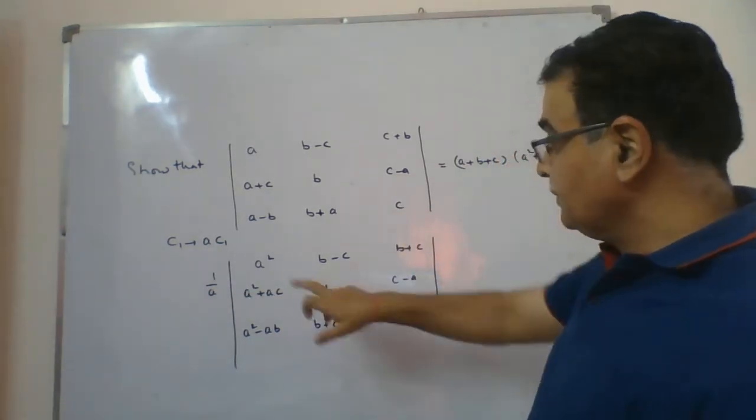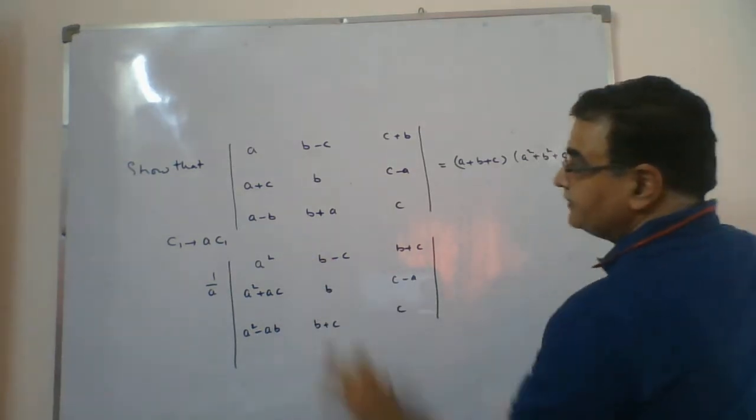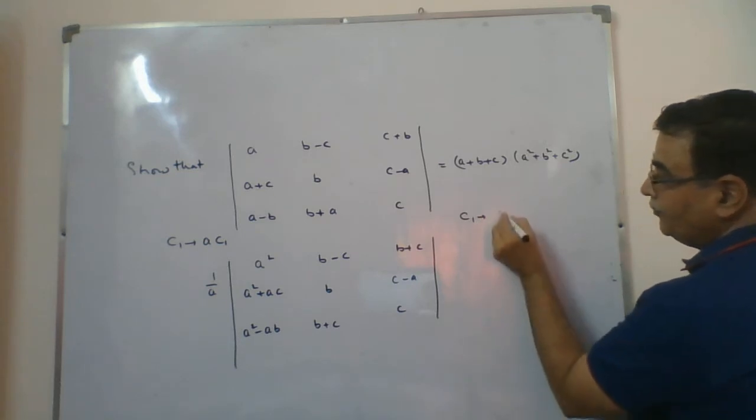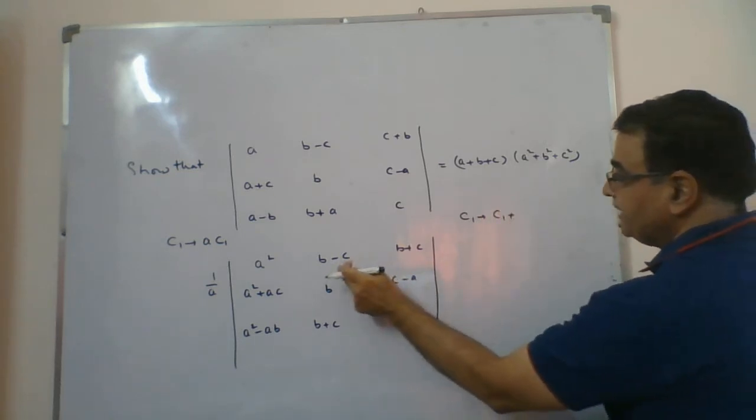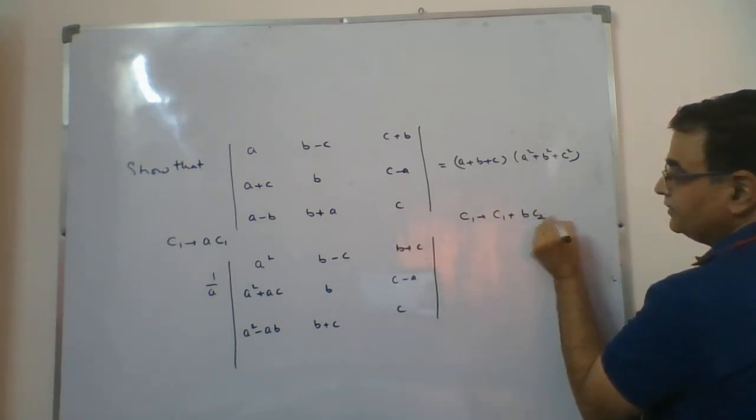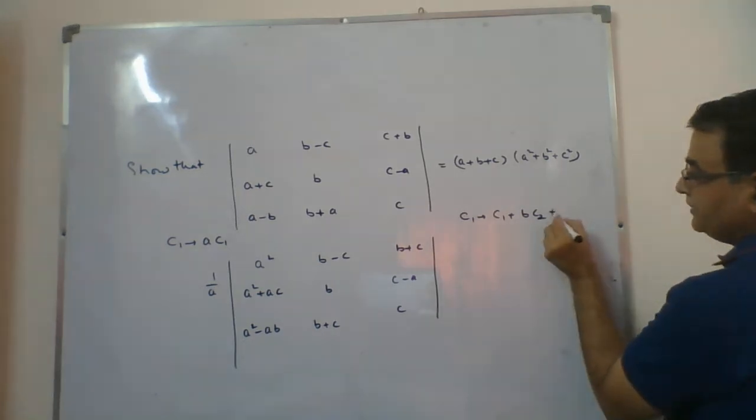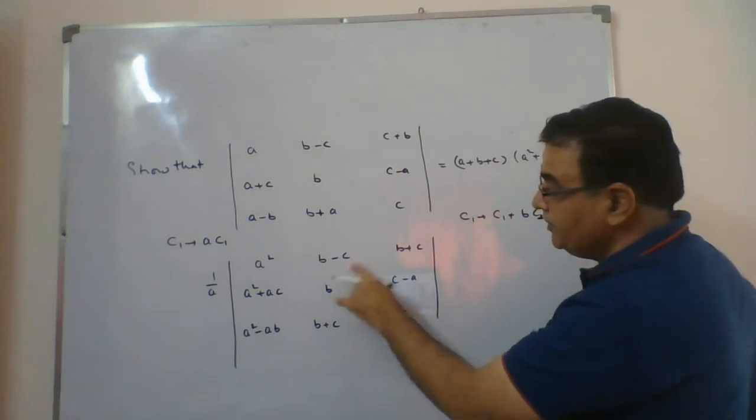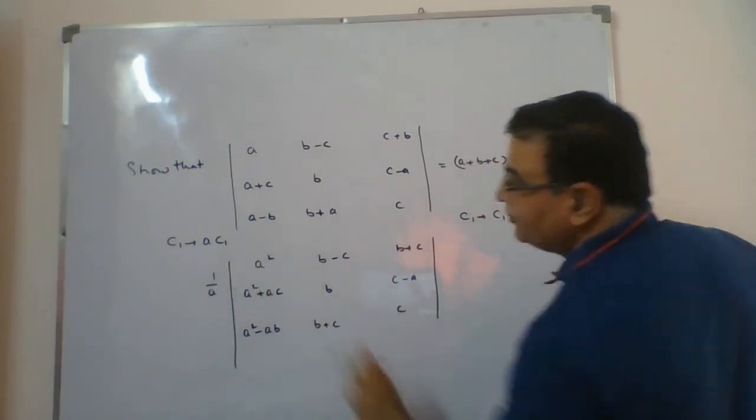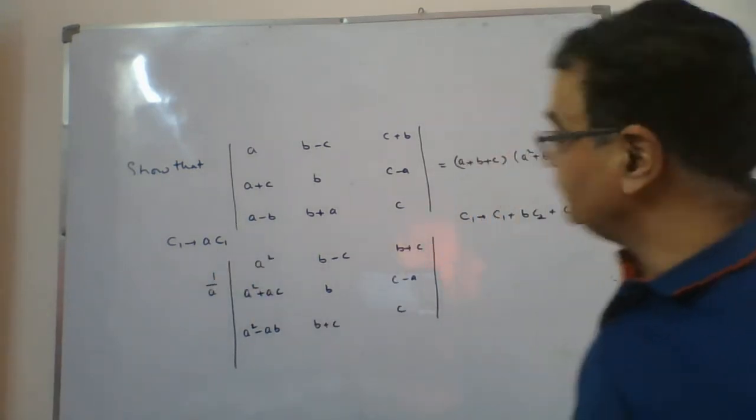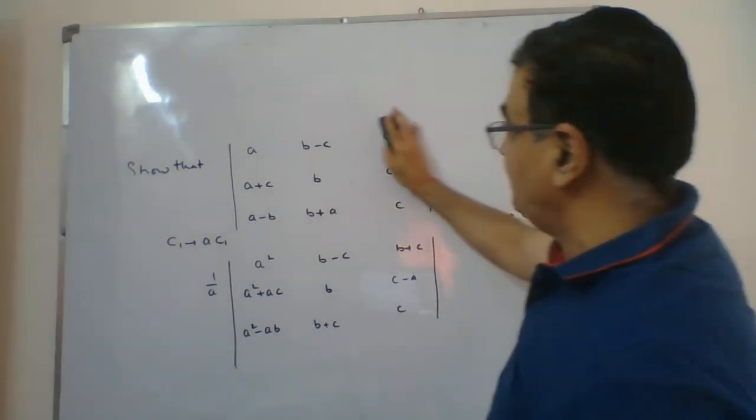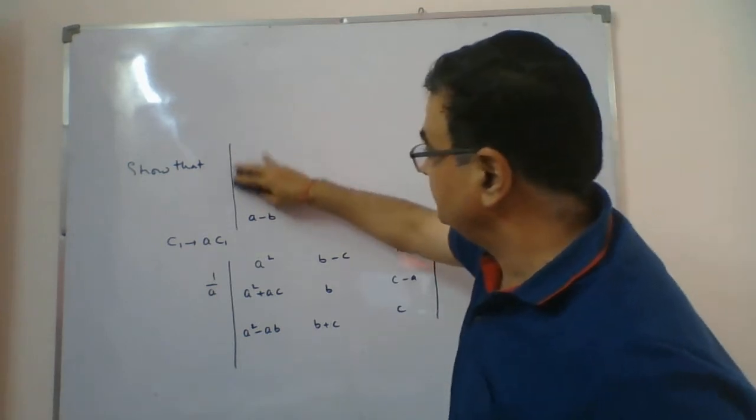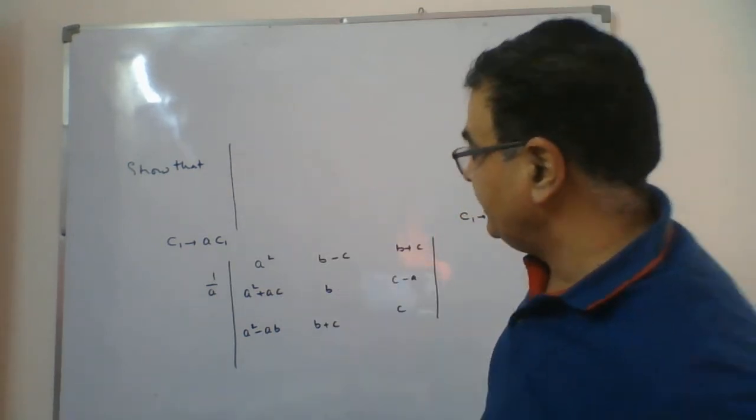So in this case, the second step is also very important. On C1, we will take C1 plus B times C2 plus C times C3. I multiply the second column with B, the third column with C, and add them to the first column. When you do this, you will get A square plus B square plus C square. Just check what it comes. 1 by A is already here.